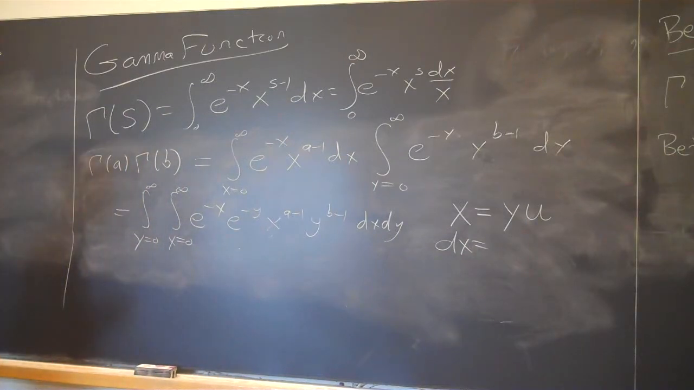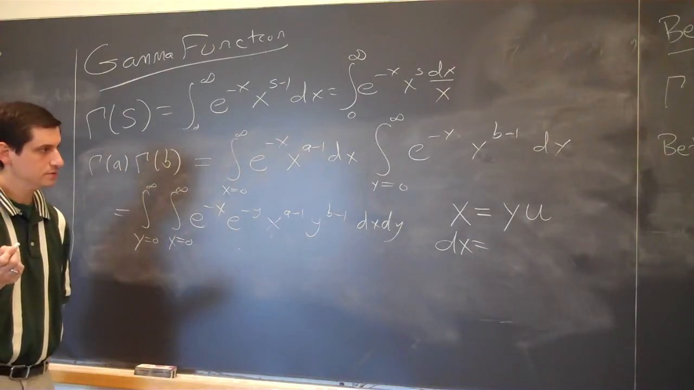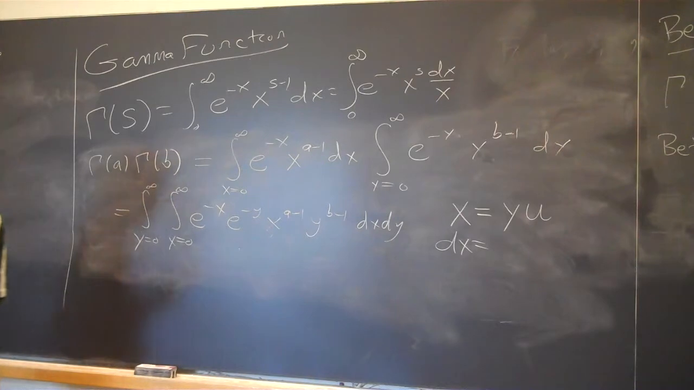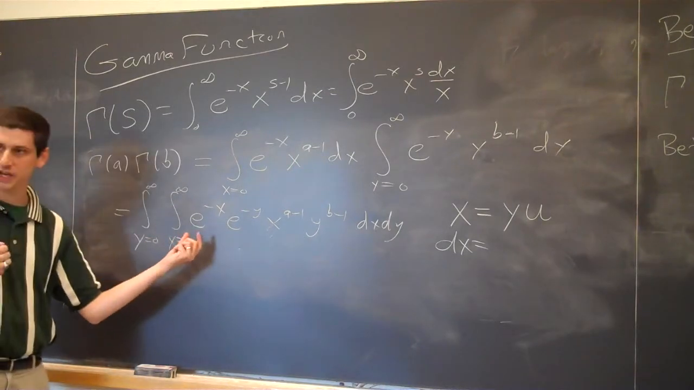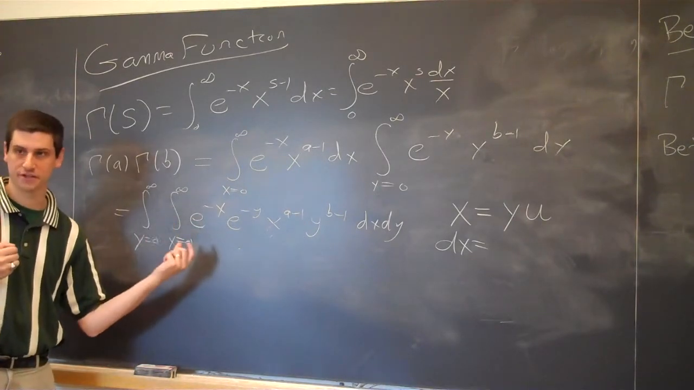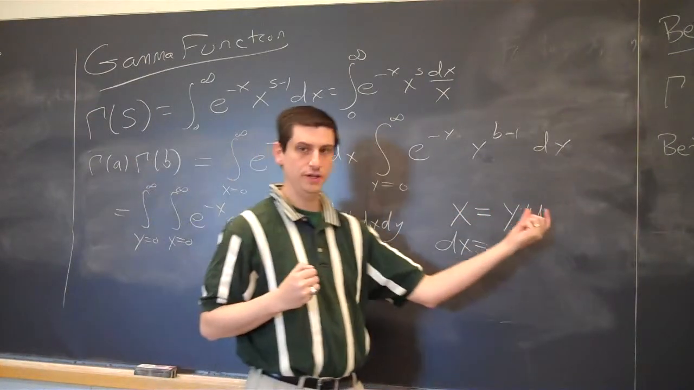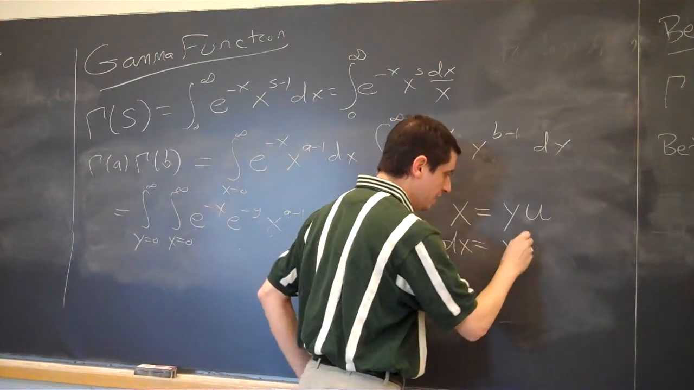dx would be? dy du. I'm sorry, what is the complement? Well, you've got to think, which is my new variable? x equals y times u. I fixed y, I'm integrating with respect to x. So y is fixed. So dx would be y du.